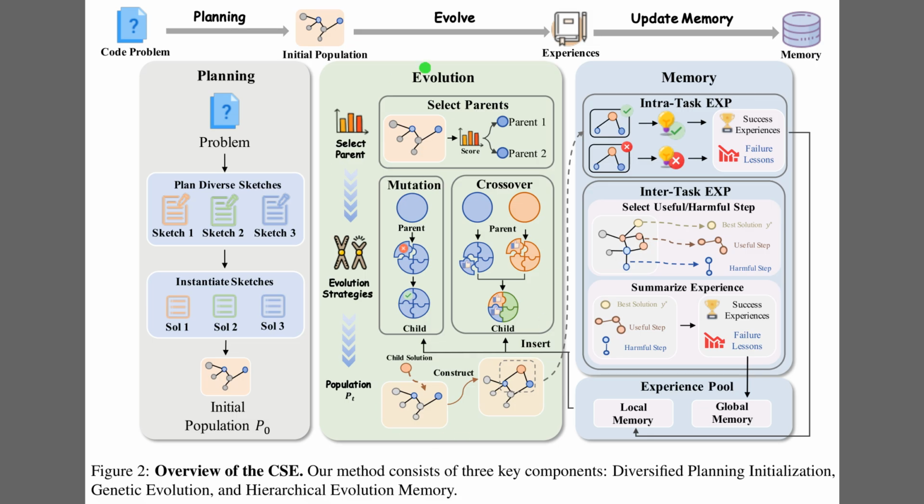In the center, the evolution engine refines these candidates using specific operators like mutation and crossover, but unlike standard methods, these steps are strictly guided by performance feedback. Then, on the right, the memory component records both successes and failures at 2 levels, local lessons from the current task and global patterns from others, so the system continuously learns what works.